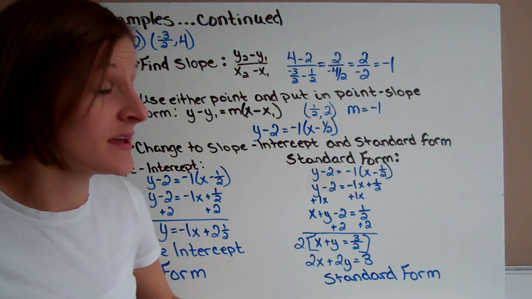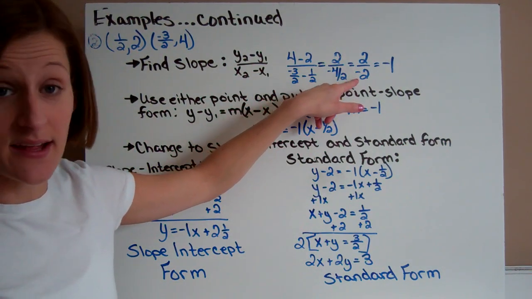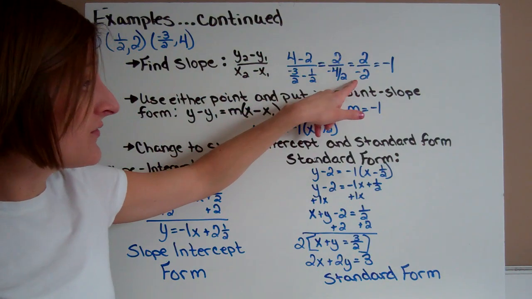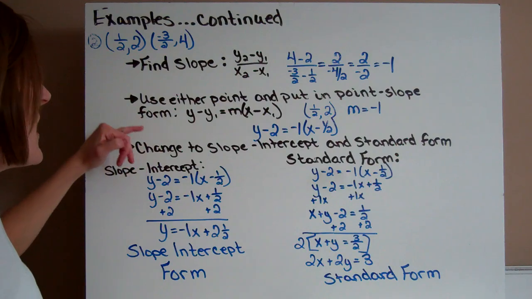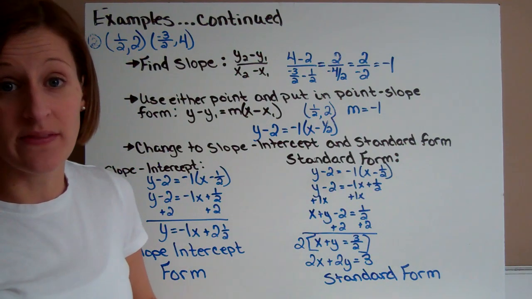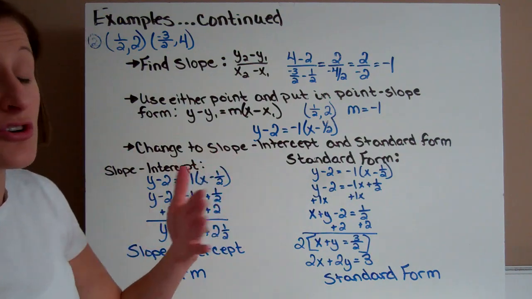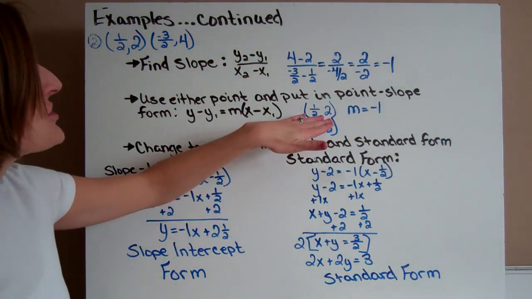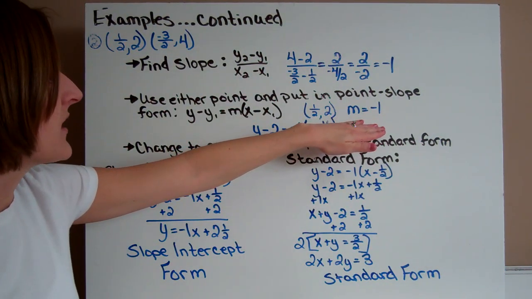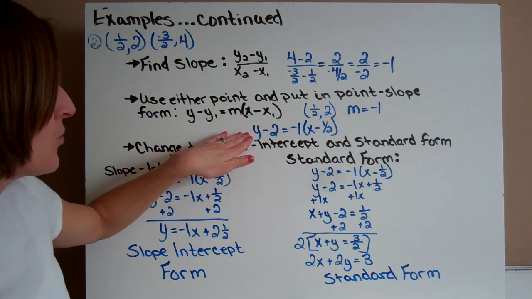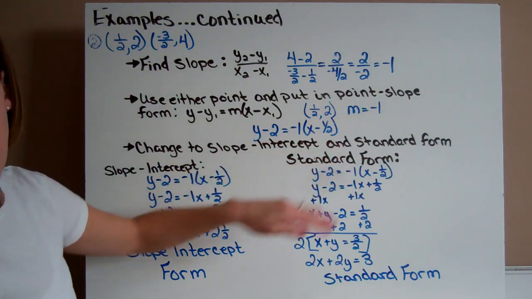Now simplify it. This is just like a division right here. Negative 4/2 is negative 2. You know 2 divided by negative 2 is negative 1. So your slope really is negative 1. Now we're going to use either point that we have been given and our slope to put it in point slope form. So I'm going to use this first point, 1/2, 2, and my slope, negative 1, put it in point slope form. y minus 2 equals negative 1 times x minus 1/2.